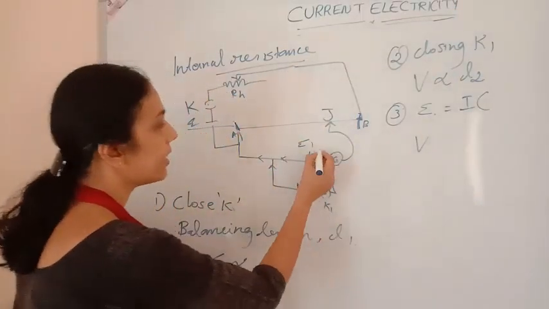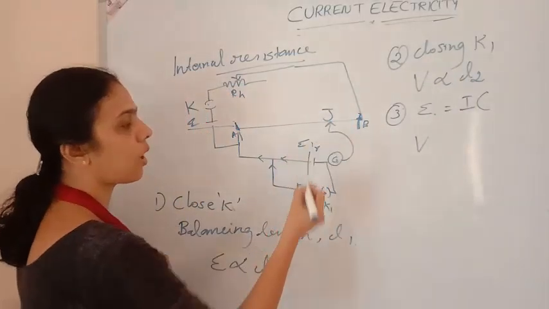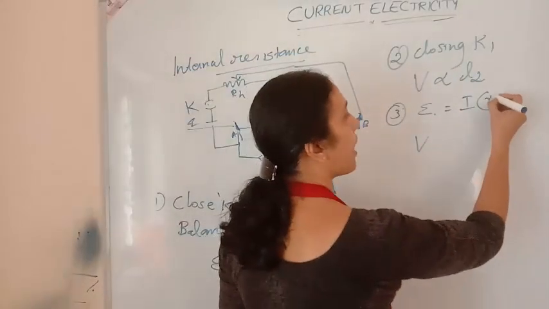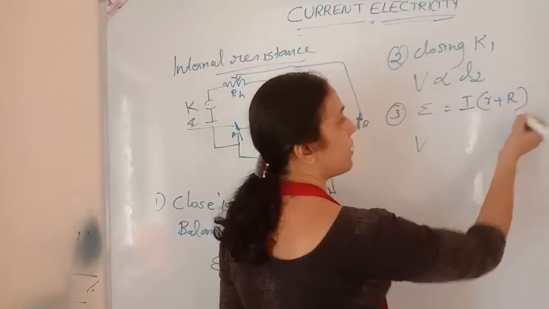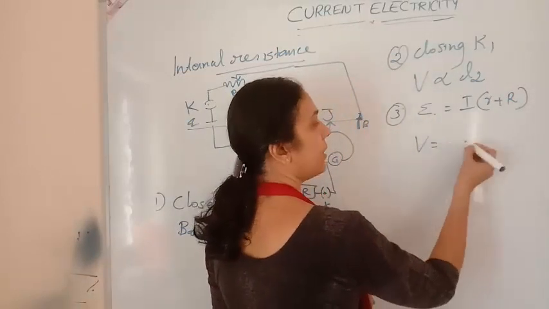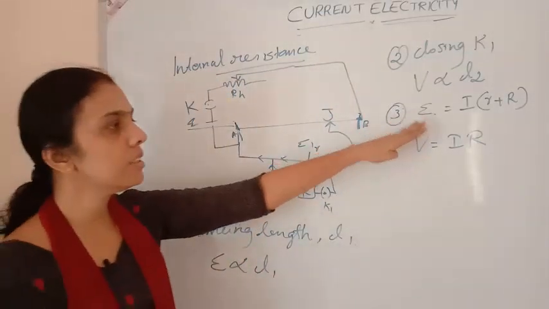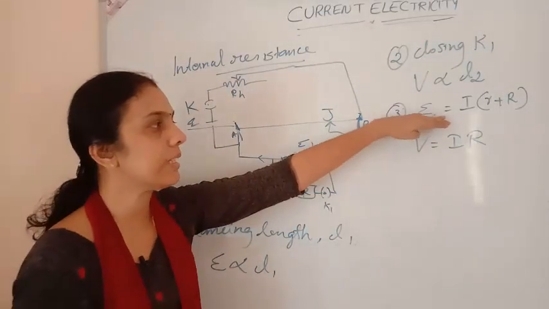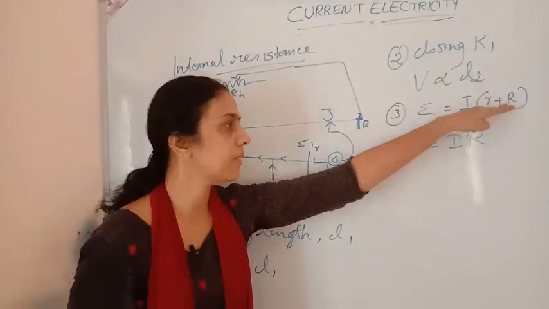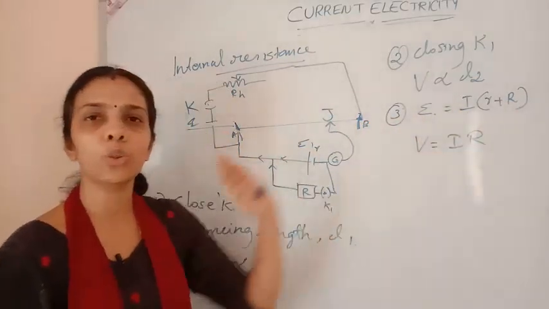External, see here, it has a resistance of small r. So small r plus capital R. This is E, and V equals I into capital R. Okay, so this is the total. Here E equals I into the effective resistance, and V equals I into capital R.